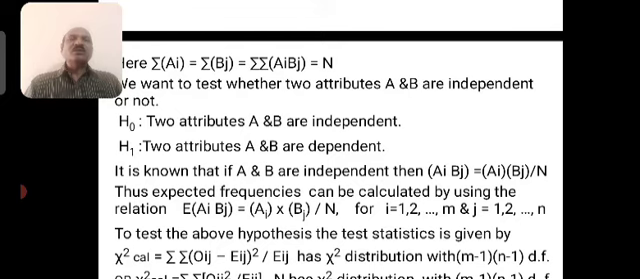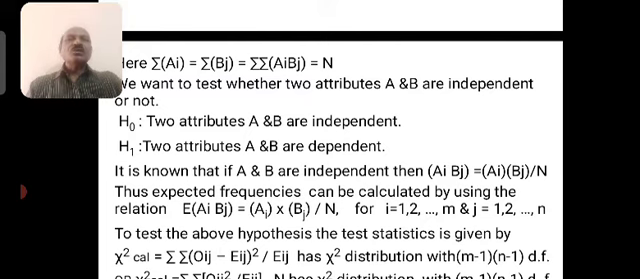AiBj is the observed frequency, in the ith row and jth column, so Oij is the observed AiBj. But the expected frequency of AiBj will be the bracketed Ai into bracketed Bj divided by N. That will be the expected frequency, because we are assuming independence.